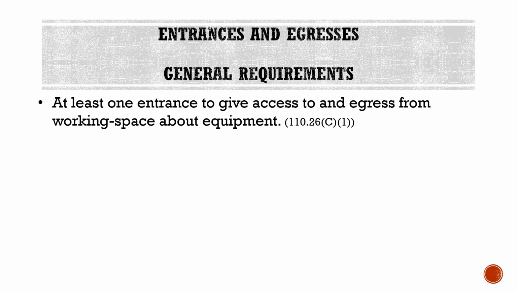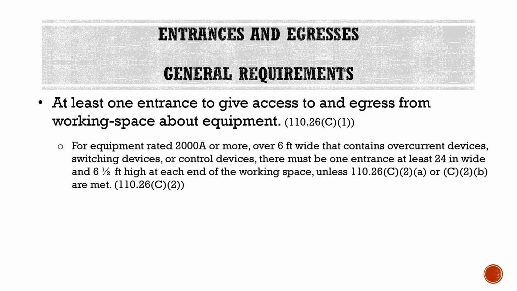So moving on from the actual dimensions of the working space now, we're going to be talking about entrances and egresses. So this is going to get us in and out of access to the equipment. We're going to be looking at the general requirements for that. So we have to have at least one entrance to give access to and egress from working space about equipment, which makes sense. We need some way to actually get into the working space.